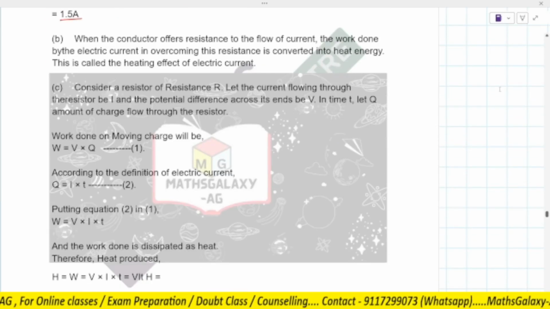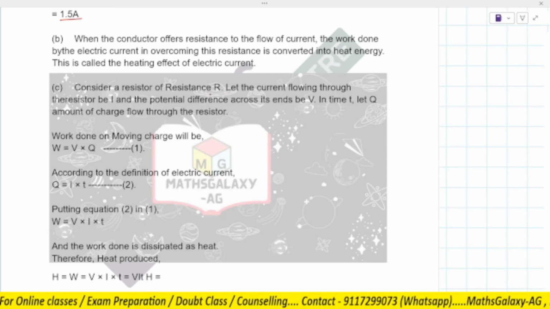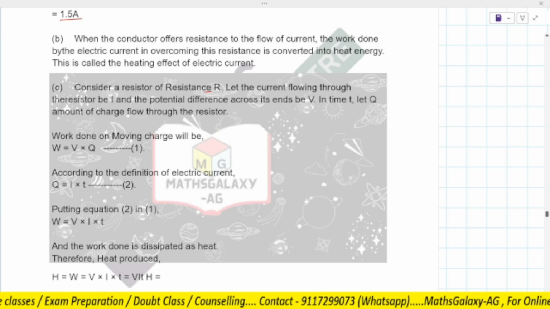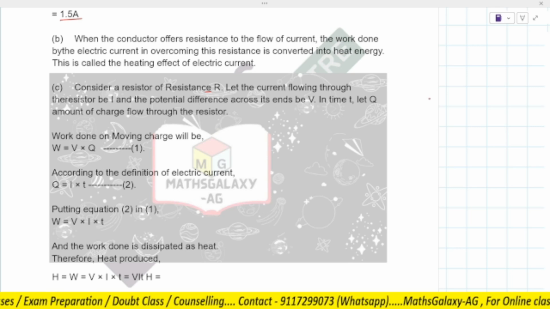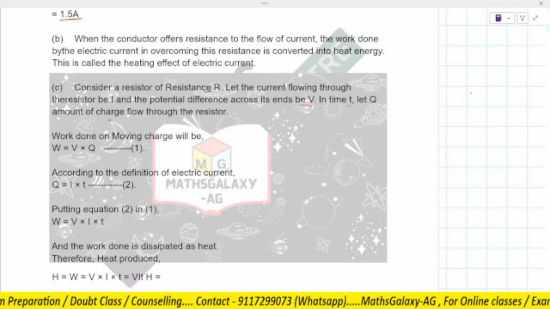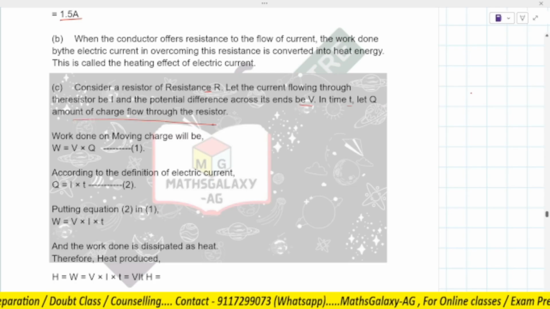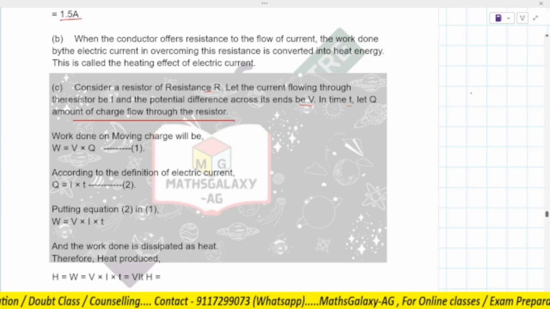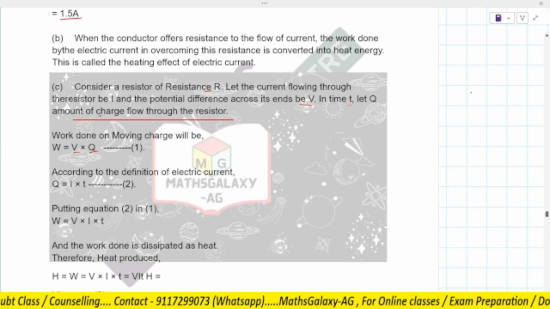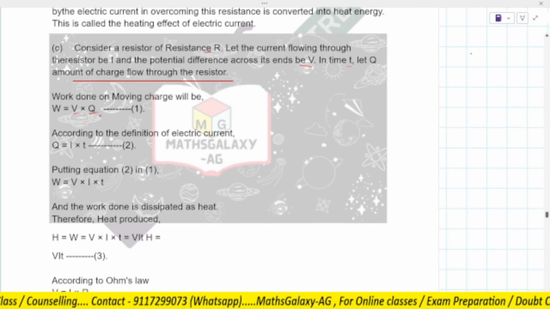Consider a resistor of resistance R. Let the current flowing through the resistor be I and the potential difference across it be V. In the time t, let Q be the amount of charge flowing through the resistor. So work done will be V into Q, the potential difference and the amount of charge.